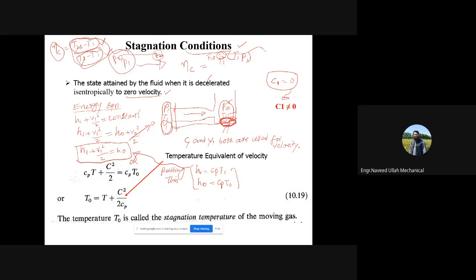Let's say, for example, you want to measure P2. So how will you measure? Using some device, okay? In an aircraft, for temperature measurements we have thermocouples and thermometers. And for pressure measurement, we have pitot tubes. Okay, pitot tube.